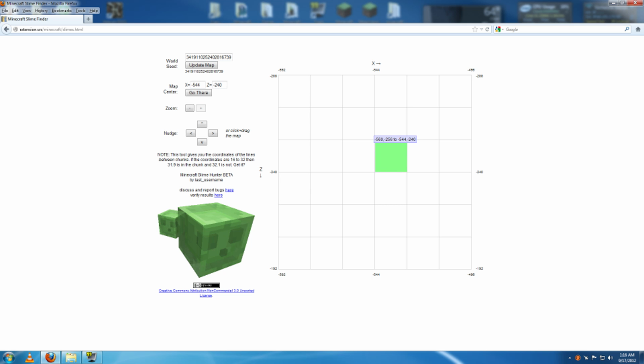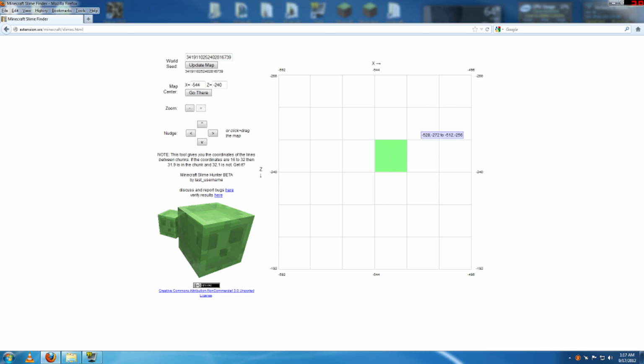So what we need to know is pretty much two numbers, just to simplify this. We need to know this corner number right here, -240 by -544. That's our two numbers. That's the easiest way to do this, you guys. -240, -544.